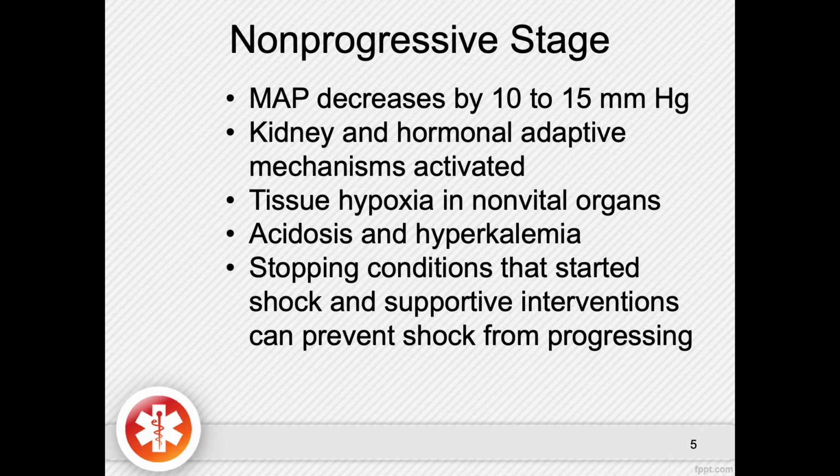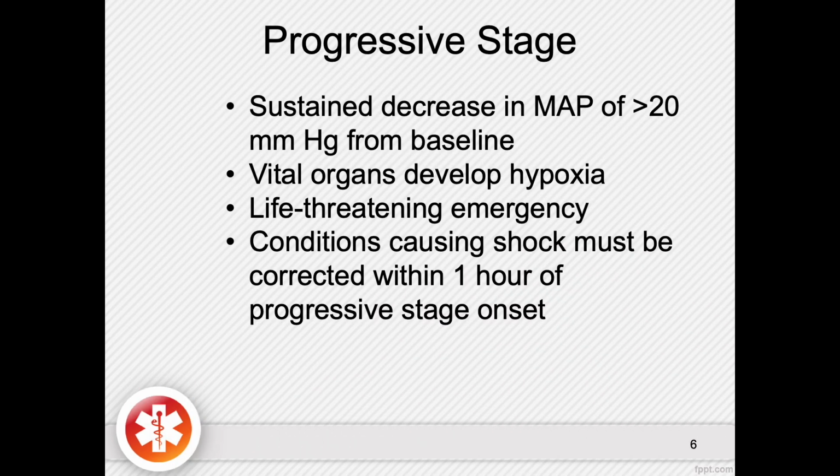In the non-progressive stage, the mean arterial pressure decreases by 10 to 15 millimeters of mercury. Kidneys and hormonal adaptive mechanisms are now activated because of tissue hypoxia in non-vital tissue and organs. Acidosis and hyperkalemia begin to appear. At this time, stopping any conditions or diseases that started shock and providing supportive interventions can prevent the shock from progressing further.